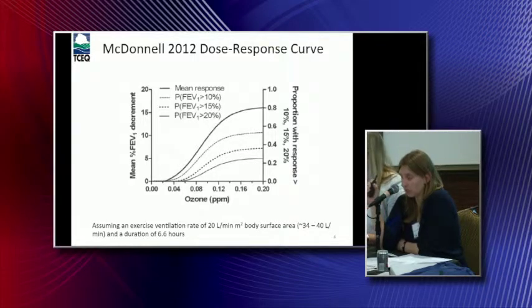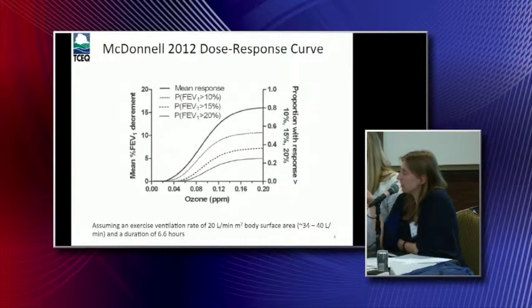So these concentrations assume that a person is exercising at 20 liters per minute per meter squared of body surface area, which is approximately 34 to 40 liters per minute, if you assume certain body surface areas, for a duration of 6.6 hours, where they're exercising at that high 20 liters per minute per meter squared for 50 minutes out of every hour for 6 hours over a 6.6 hour exposure. And they show a clear sigmoidal dose response.